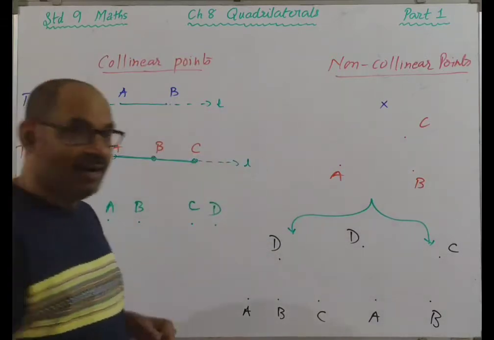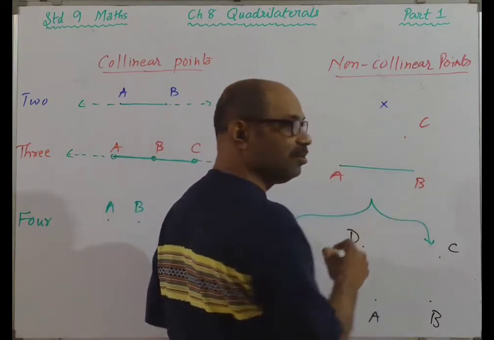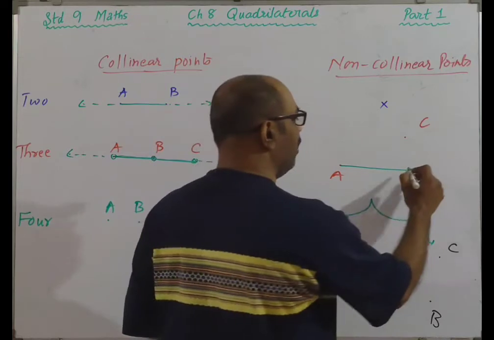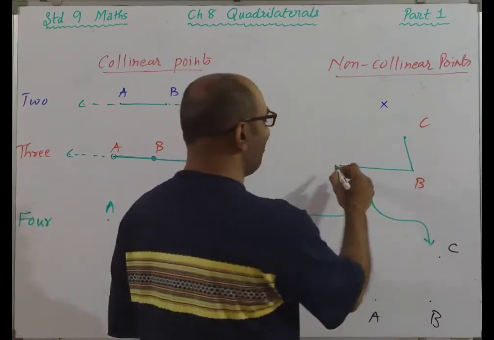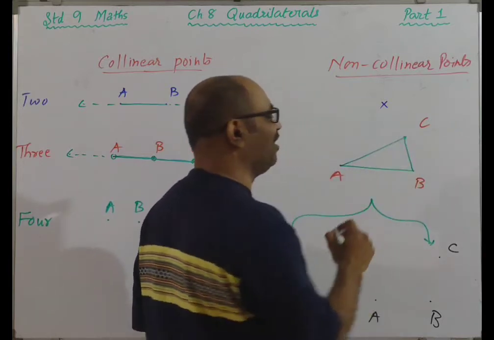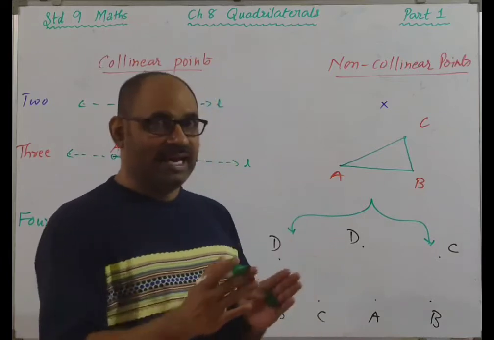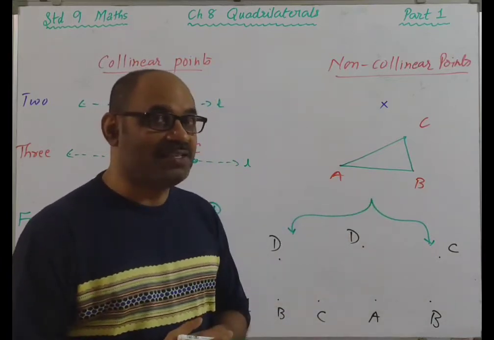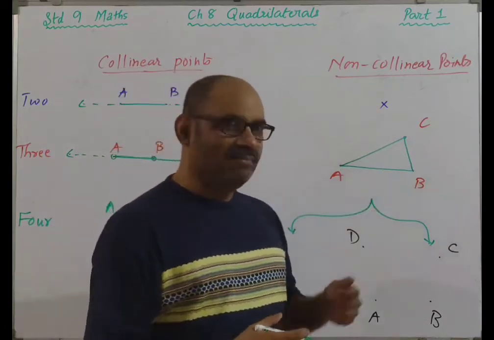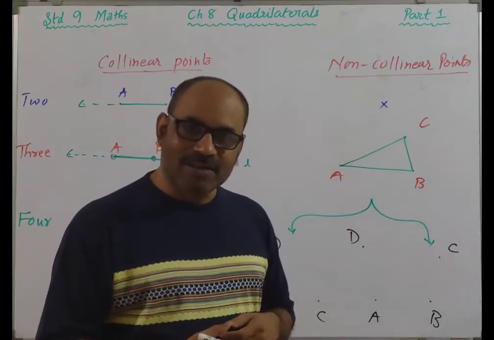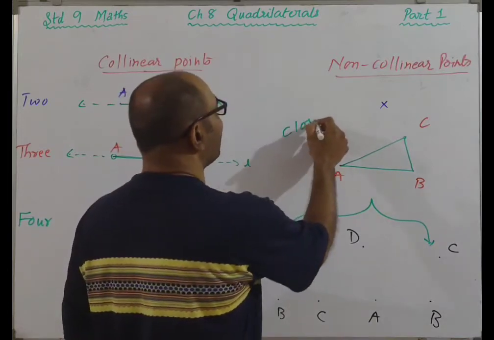Alright, join here. Draw line segment AB joining the 2 points A and B. Draw line segment BC joining the points B and C. And draw line segment AC joining the points A and C. So you have joined each point with the other. And here the 3 points were non-collinear. So by joining them, you get 3 line segments, and these 3 line segments give you a closed figure.